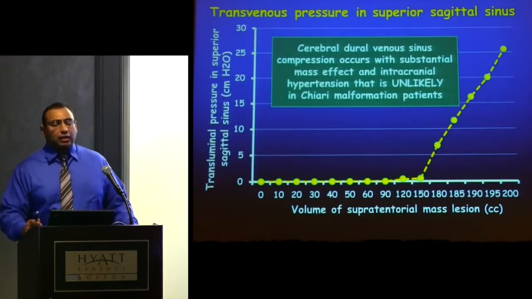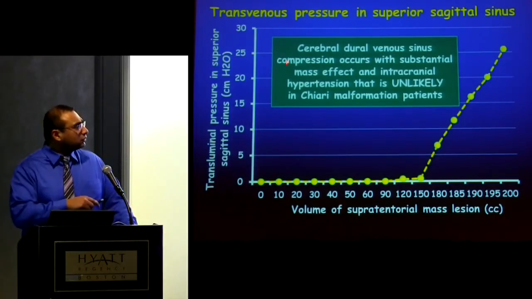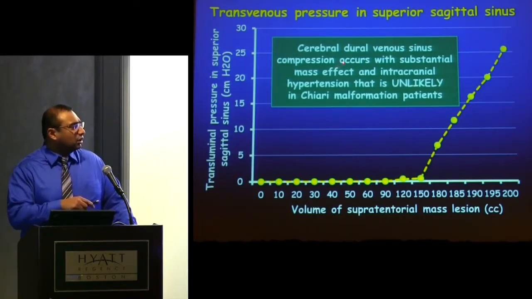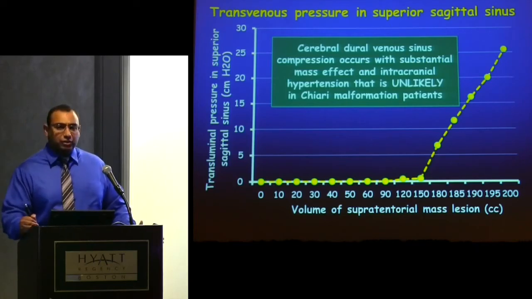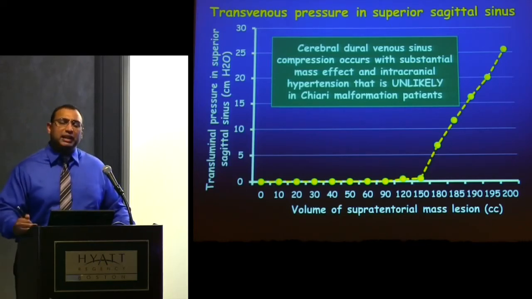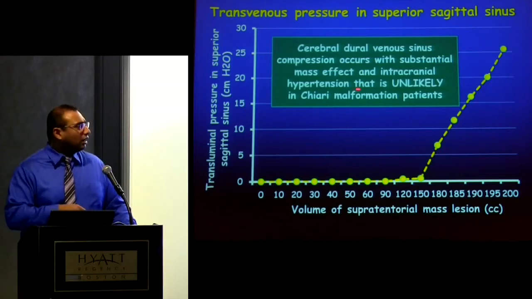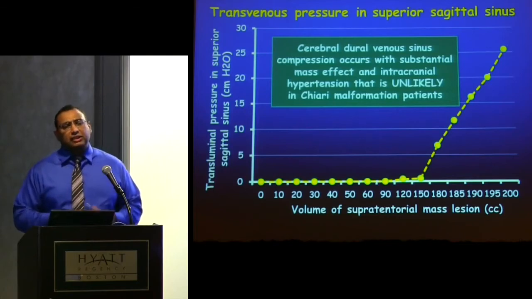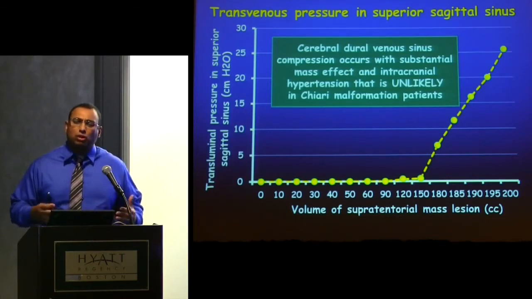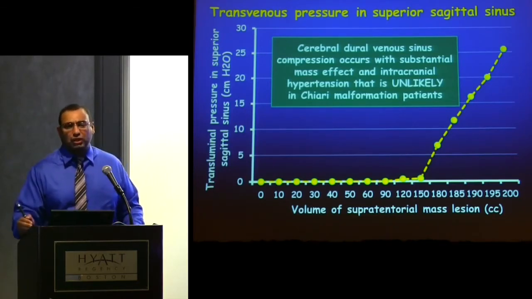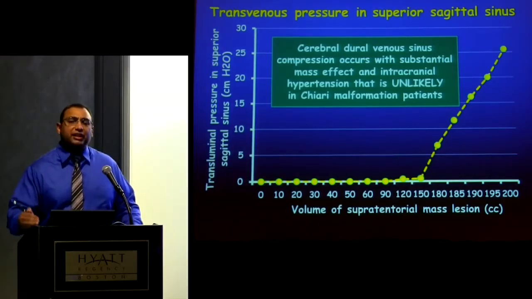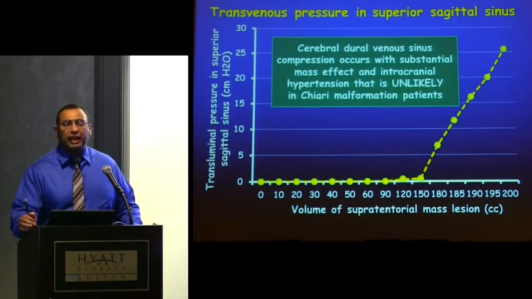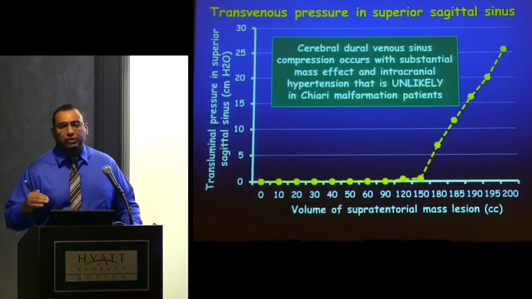However, we also have to acknowledge that dural venous sinus compression occurs in the presence of substantial mass effect and very high intracranial pressures, which we think, at least with the evidence that we have today, are unlikely in Chiari malformation patients. So I think that brings us, not to a conclusion, but at least to a thought process, that perhaps the secondary venous compression theory probably has little bearing as it stands in Chiari malformation.